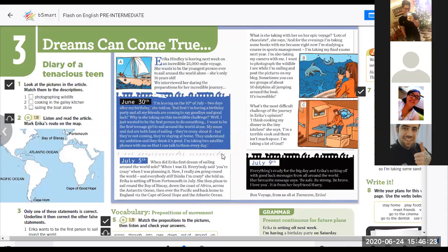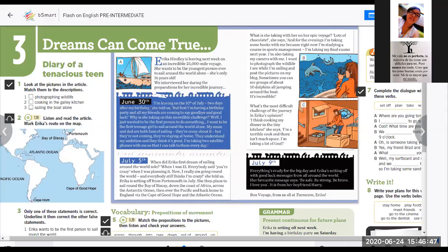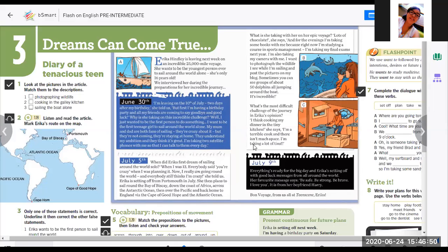I am leaving on the 10th of July, 2 days after my birthday. But first I am having a birthday party and all my friends are coming to say goodbye and good luck. I want to be the first person to do something. I want to be the first teenage girl to sail around the world alone.